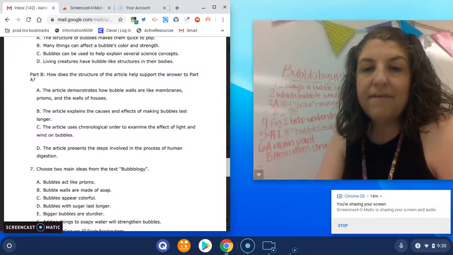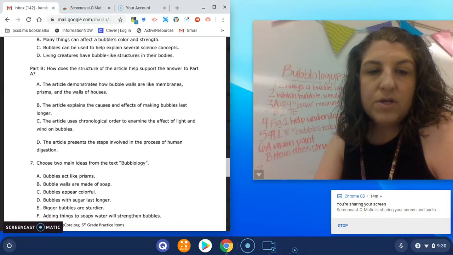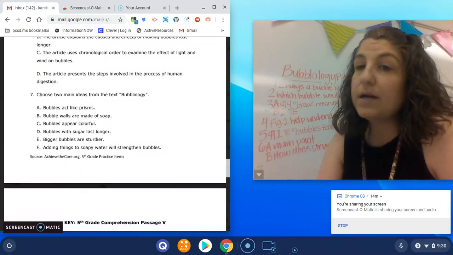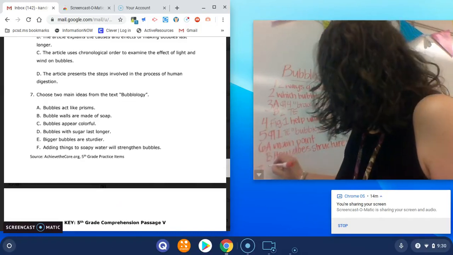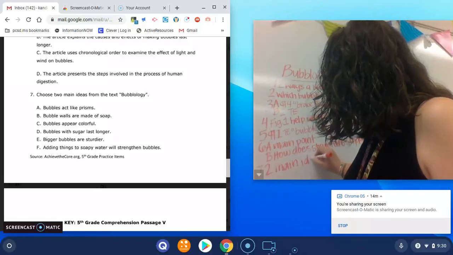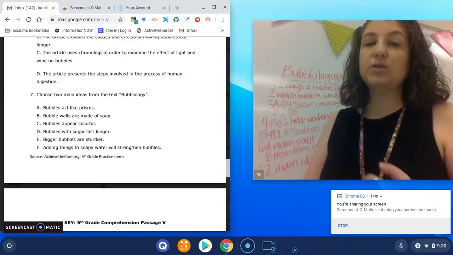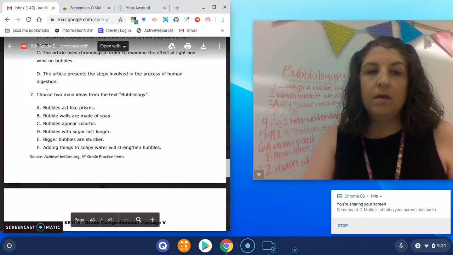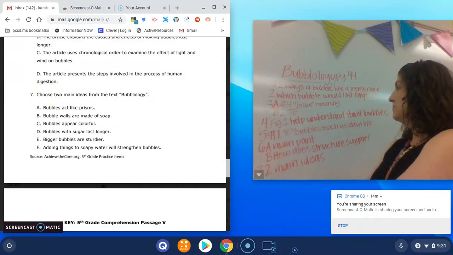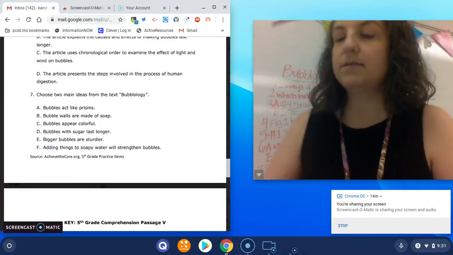Then number 7. Choose 2 main ideas from the text Bubbleology. So we're not just looking for one, we're looking for 2 main ideas here. What 2 main points is this article trying to make? I'm going to give y'all a chance to look at these again, and then we're going to read the text.